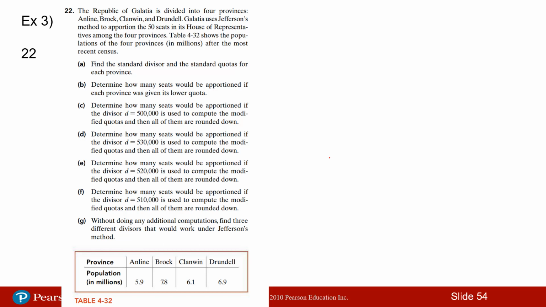So the Republic of Galatia, I think Galatia is divided into 4 provinces: Annalyn, Brock, Conwyn, and Drundel. Whoa, that's so fun. Galatia uses Jefferson's method to apportion the 50 seats in the House of Representatives among the 4 provinces. And so let's go one by one here. Show the population of the 4 provinces in millions after the most recent census.